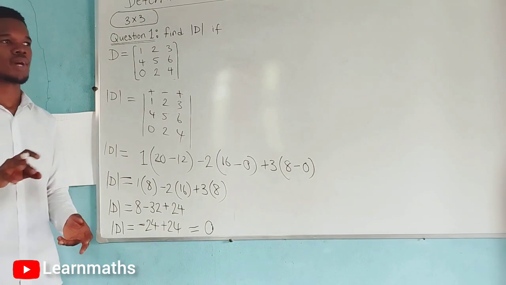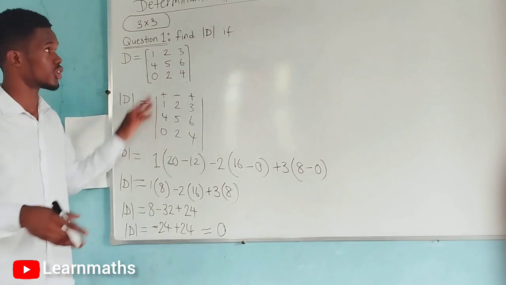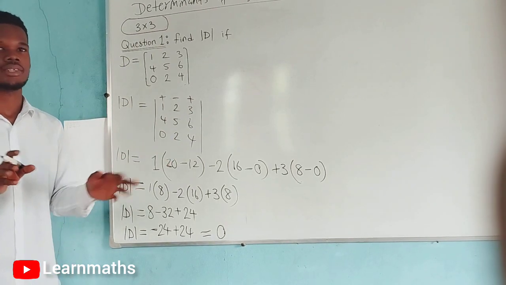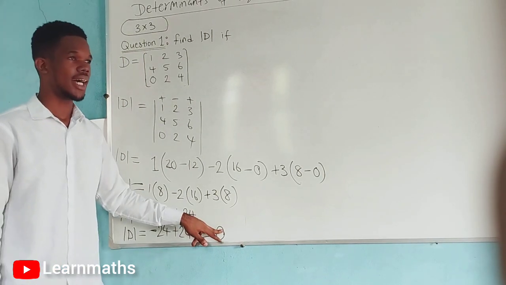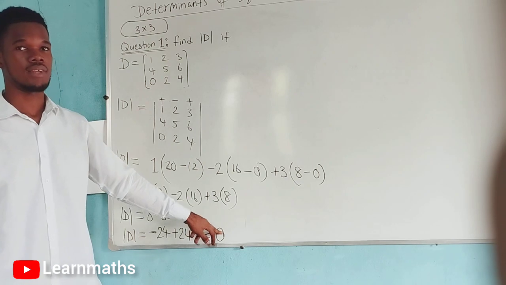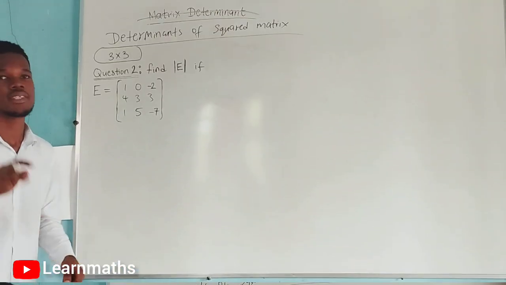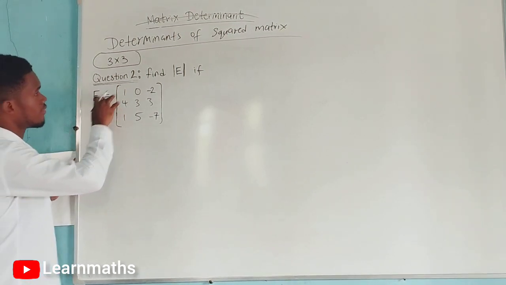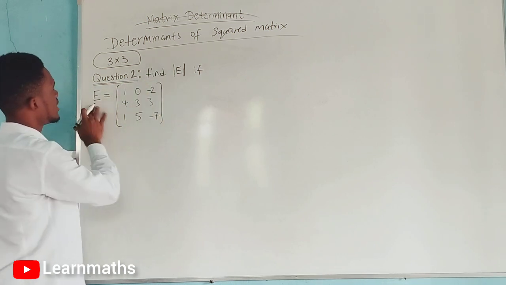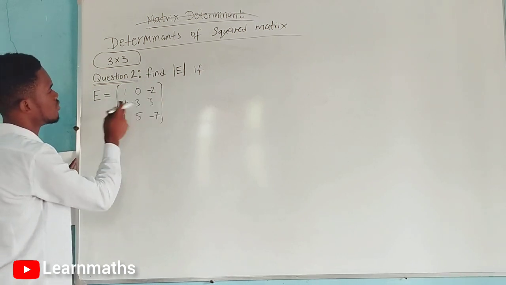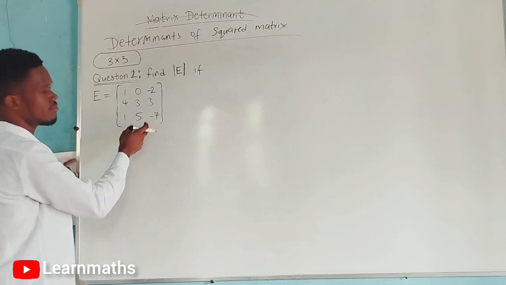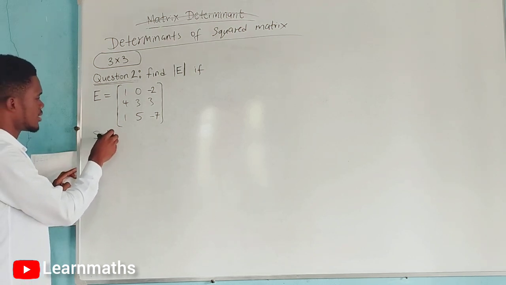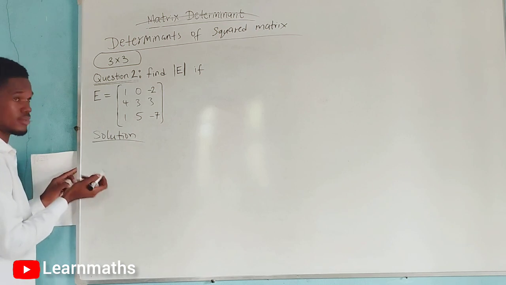And now there is this type of matrix, I don't know if we talked about it in the introduction to matrix, called the singular matrix. A matrix that has 0 as its determinant is known as a singular matrix. So, okay, let's take this last example on this 3 by 3 matrix determinant. We have find the determinant of E, if E is equal to 1, 0, negative 2, 4, 3, 3, 1, 5, negative 7. Let's find the determinant of E. So the determinant of E is going to be this.